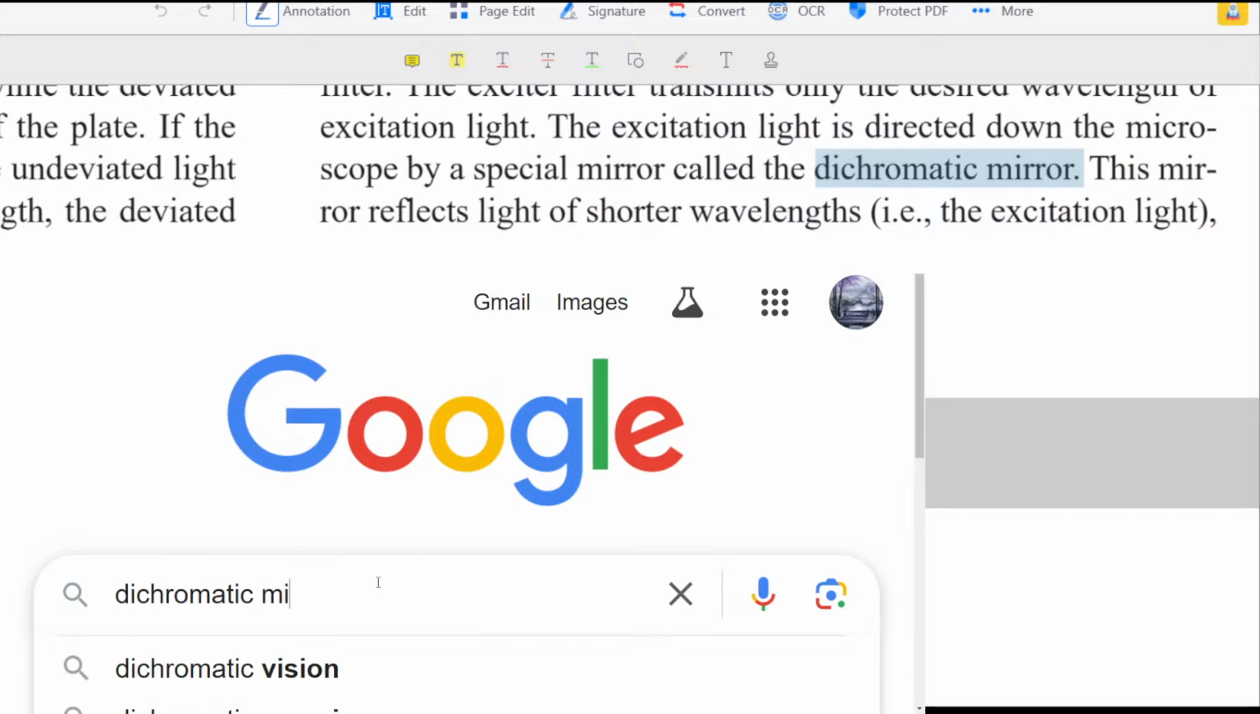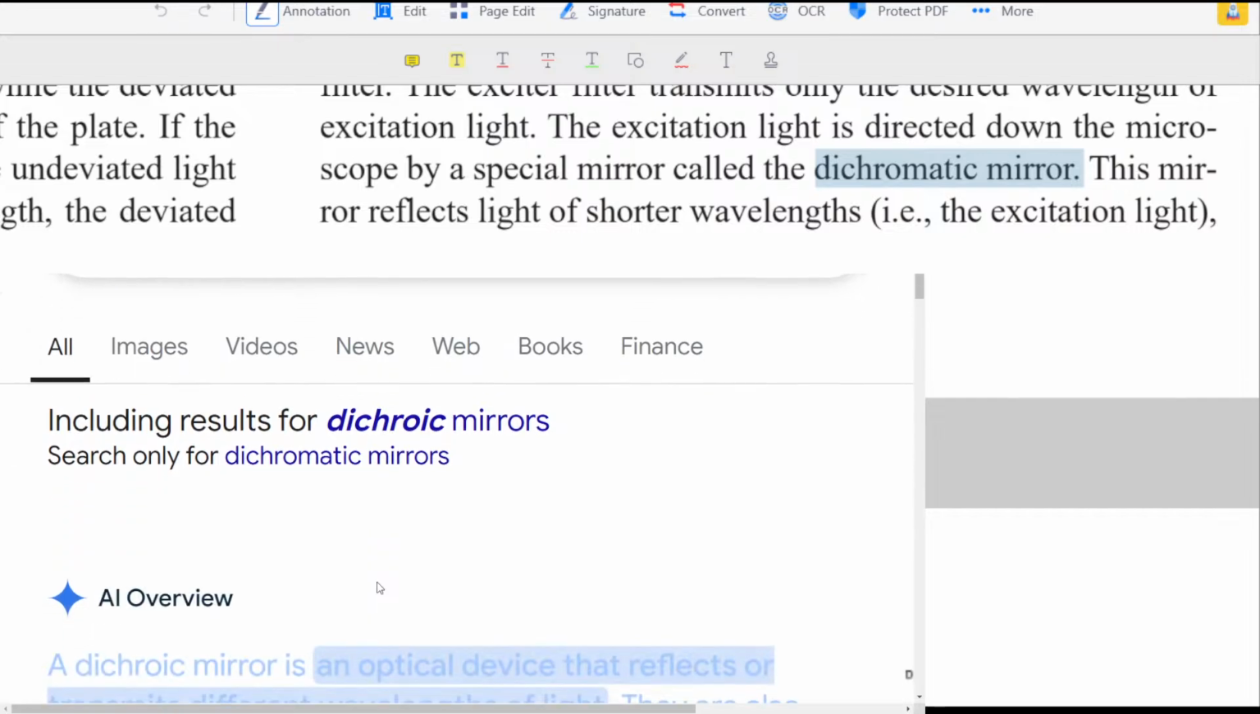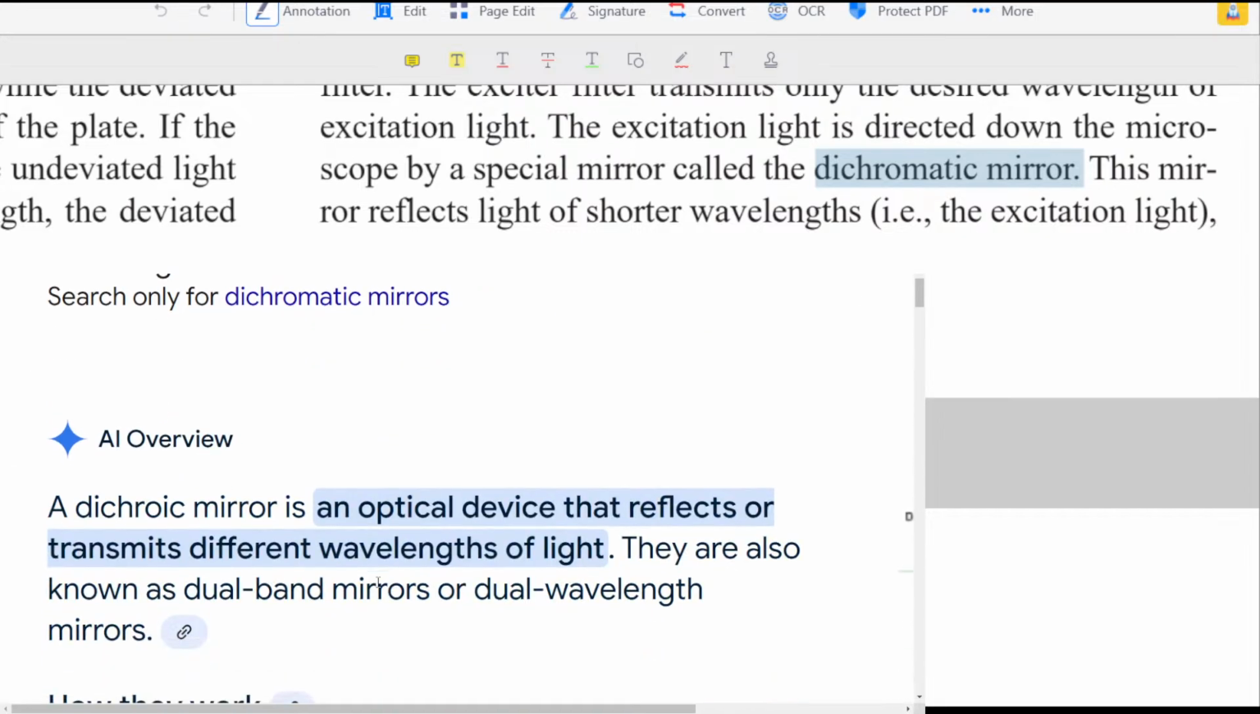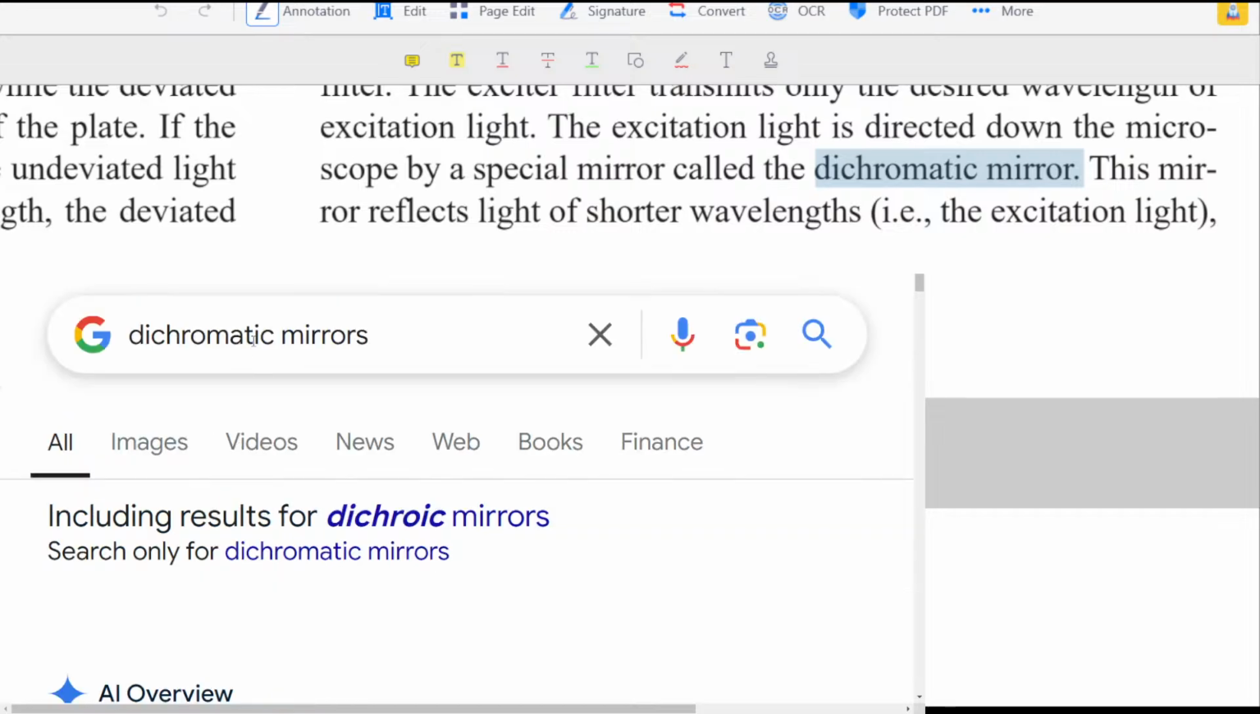Dichromatic mirrors. Different, huh? What? Dichroic? I did write dichromatic. Alhamdulillah.